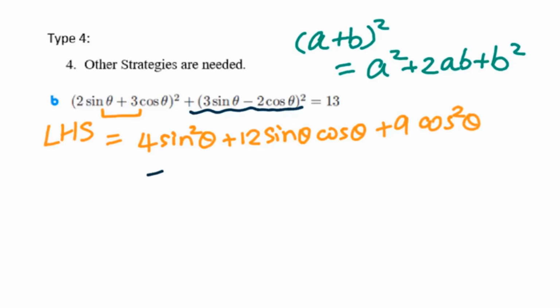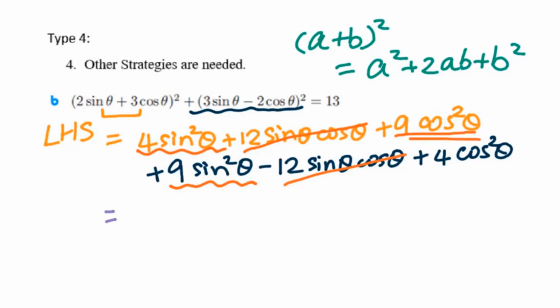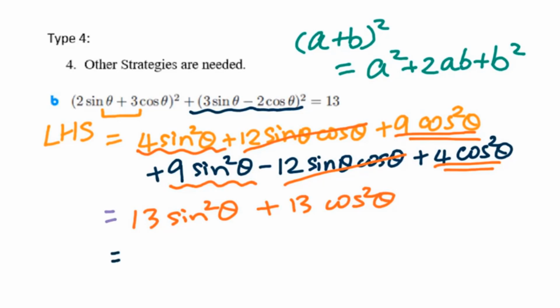Then we're working on this. We got 9 sine squared theta minus 2ab, 12 sine theta cosine theta. Then plus 4 cosine squared theta, because negative 2 cosine theta squared is 4 cosine squared theta. This one, combined like terms, is gone. So we combine like terms, these two like terms and then these two like terms. We got 13 sine squared theta plus 13 cosine squared theta. That will be 13 because sine squared theta plus cosine squared theta equals 1. That equals the right hand side.